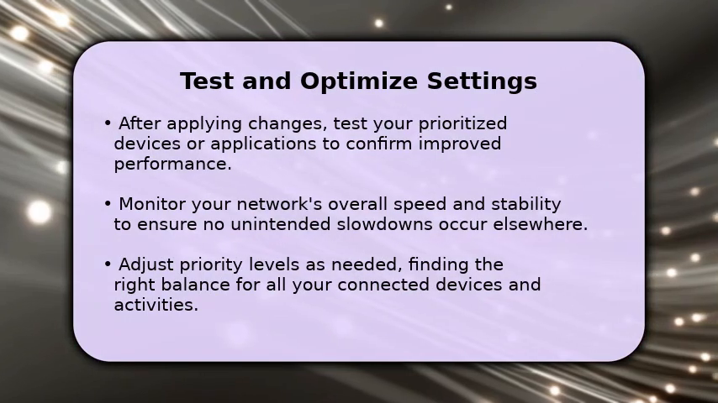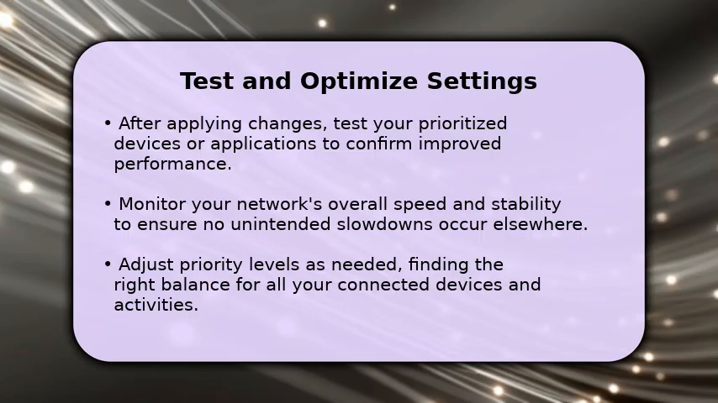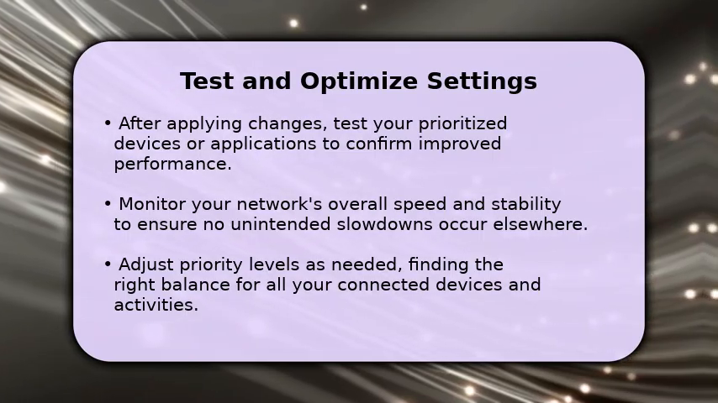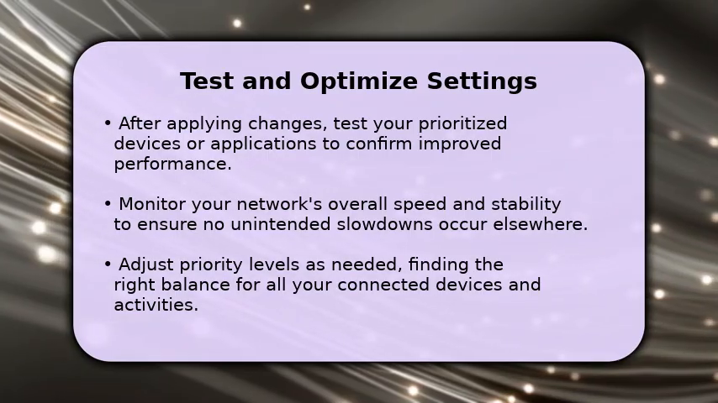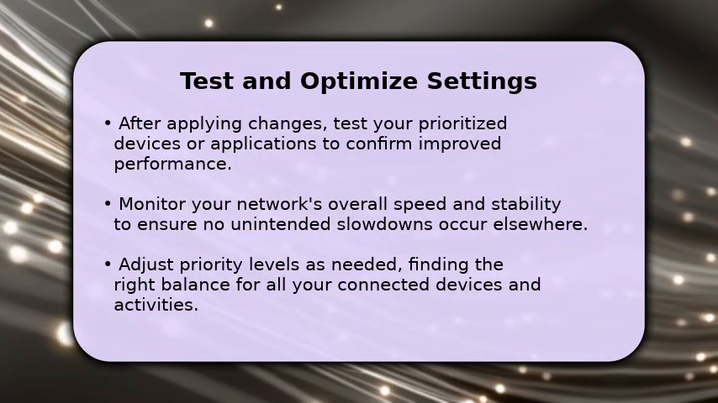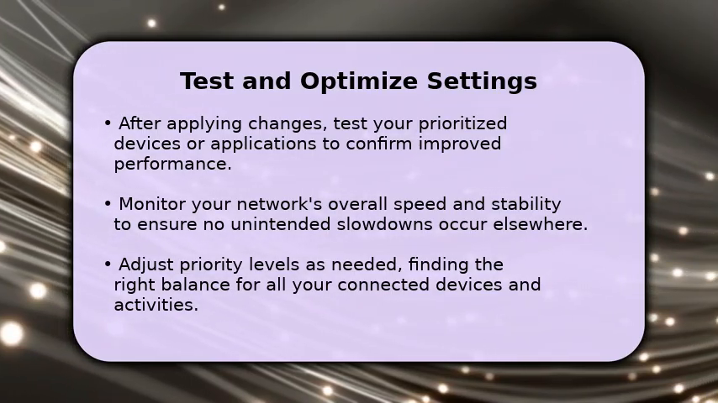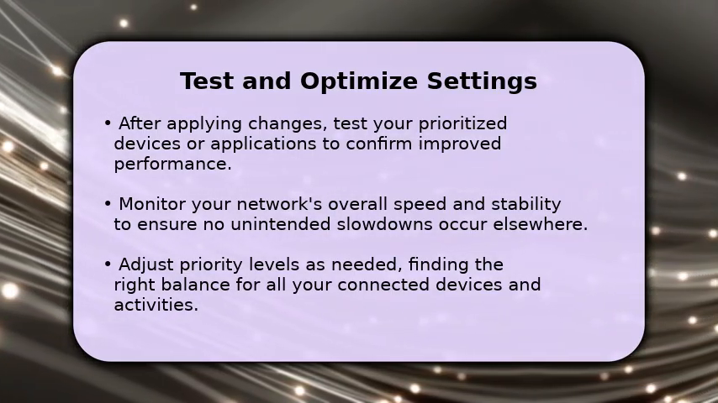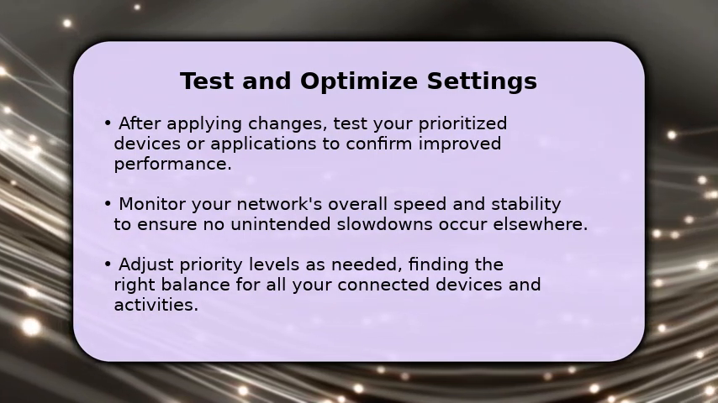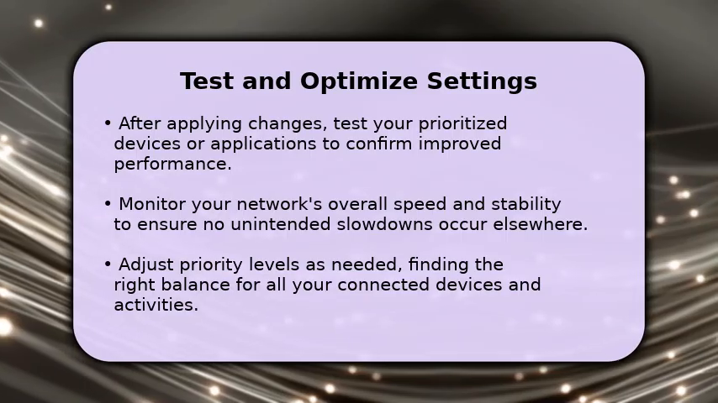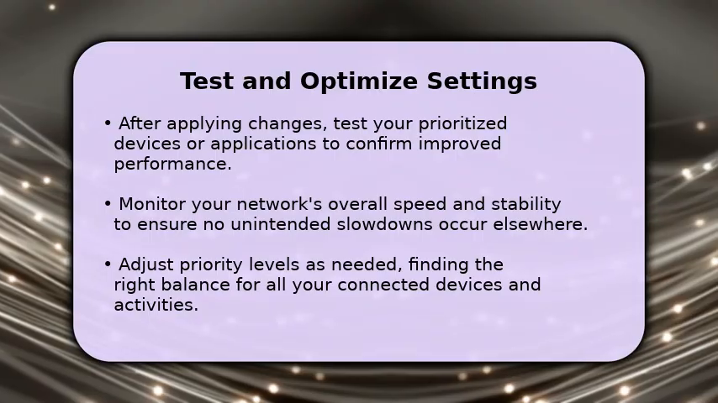Once you have configured your QoS settings, it is crucial to test them. Try using the prioritized device or application to see if you notice a significant improvement in performance, such as reduced lag in games or smoother video playback. Also, monitor your network's overall stability to ensure other devices are not experiencing unexpected slowdowns. You might need to return to your router settings and fine-tune the priority levels a few times to achieve the perfect balance for all your connected devices and their various activities.